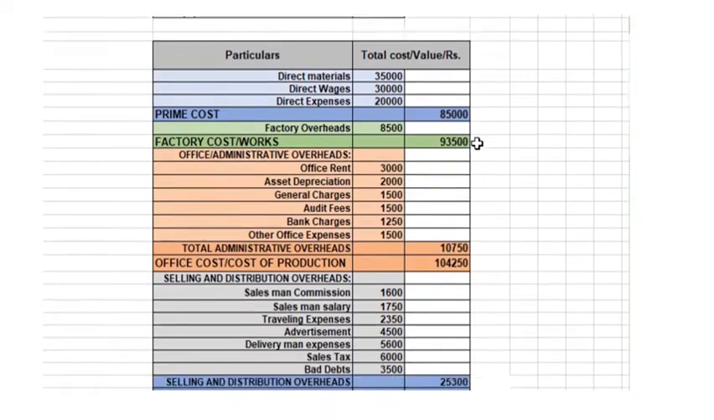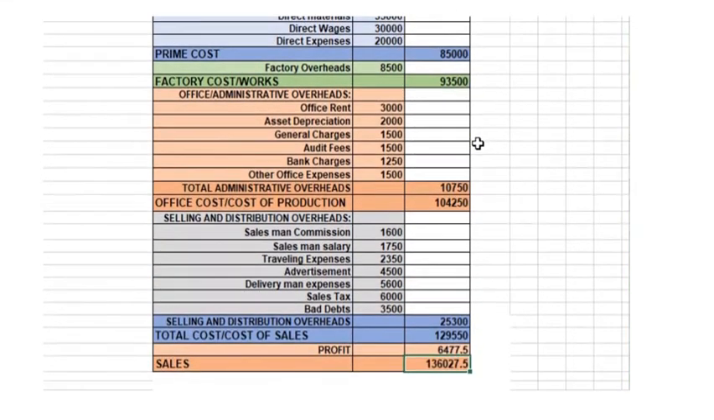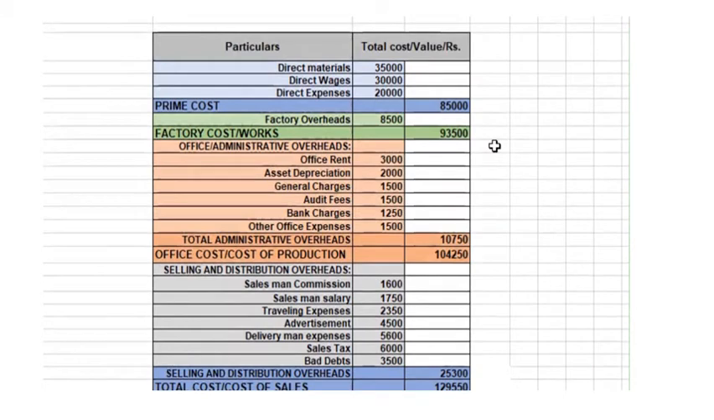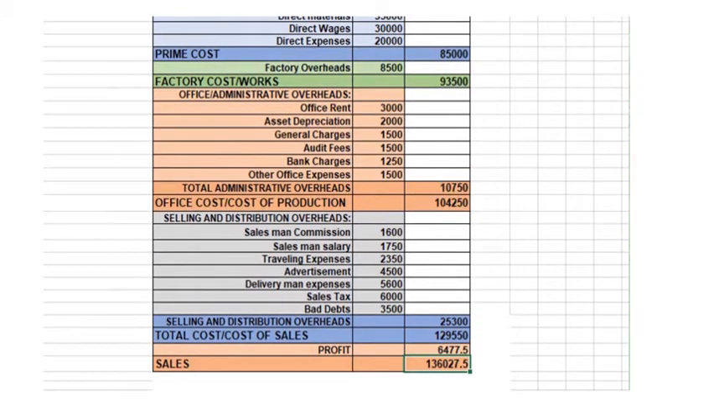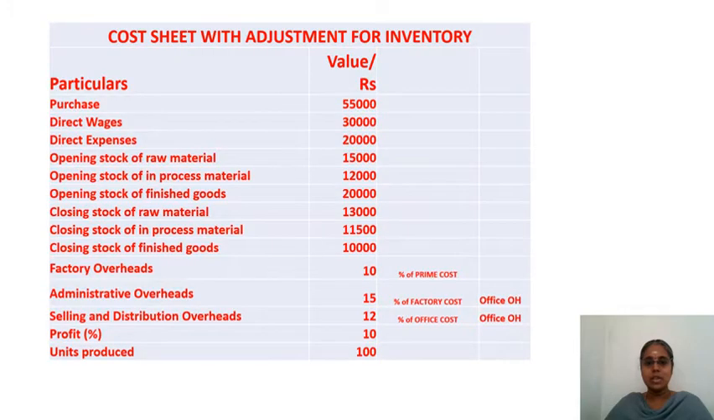So this is the total cost sheet. Now let us look into a cost sheet with the adjustments for inventory. You can see in this problem there is opening stock of raw material, opening stock of in-process material, opening stock of finished goods. What are these things? Can you tell an example in spinning industry?